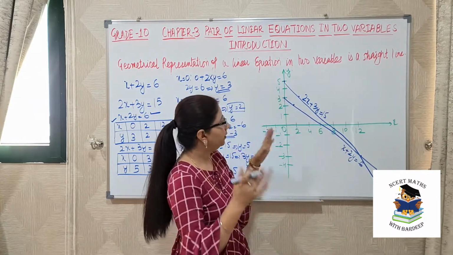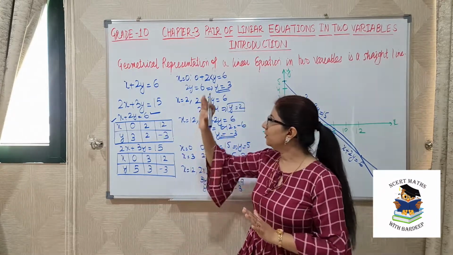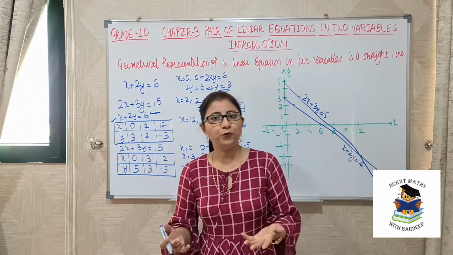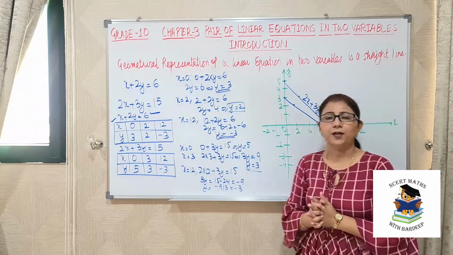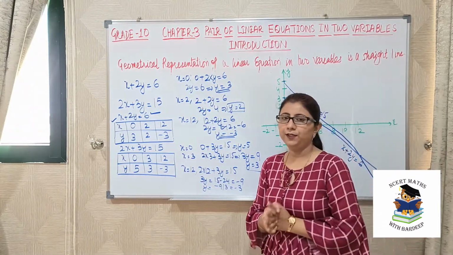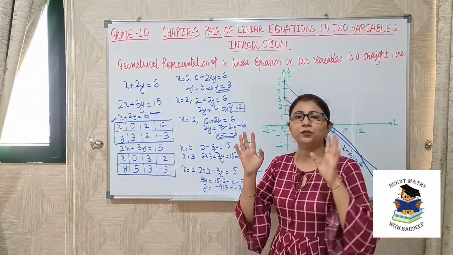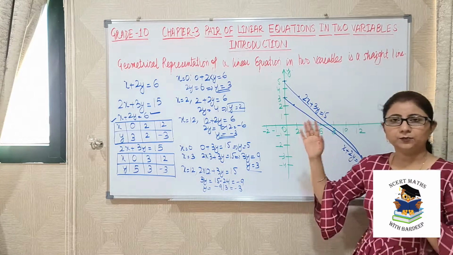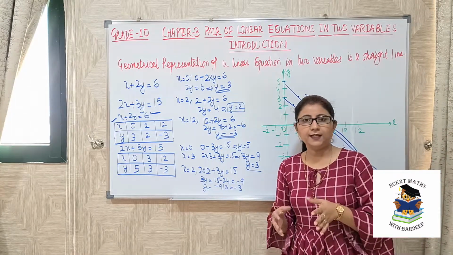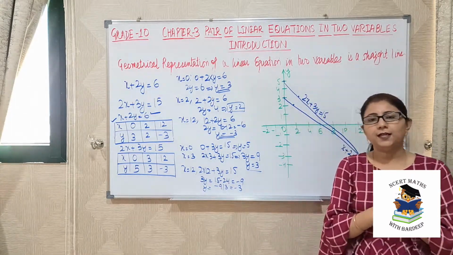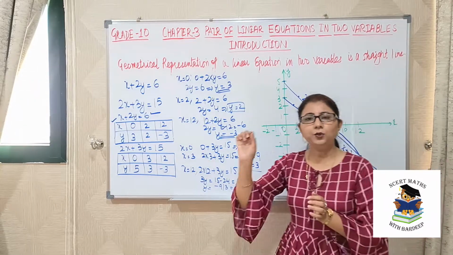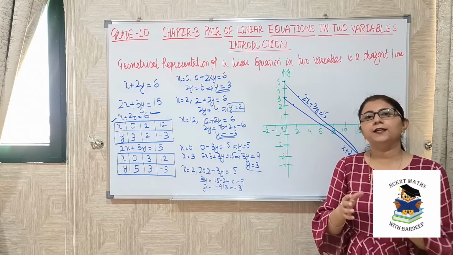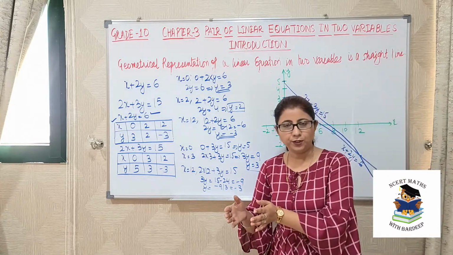So this is how we will plot the graph, and this is our geometrical representation of the pair of linear equations in two variables. On the basis of the graphical representation of a pair of linear equations in two variables, there are three different possibilities. The first one is as shown here, that is, both lines are intersecting lines. Intersecting lines means that we have only one unique solution. If the lines have one solution, they are referred to as a consistent pair of equations.